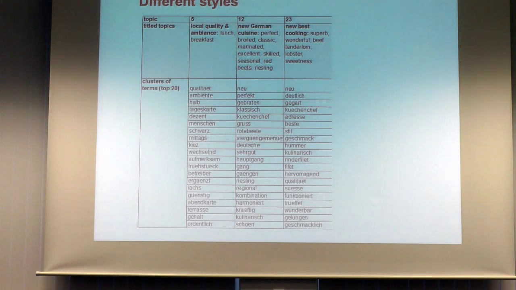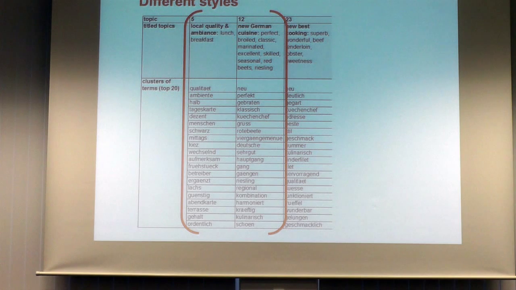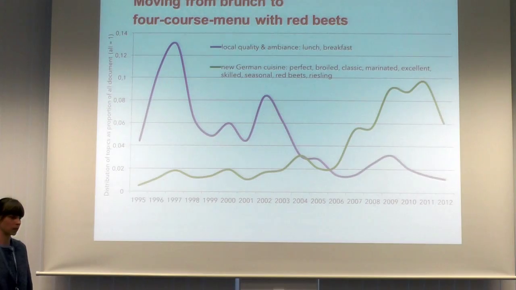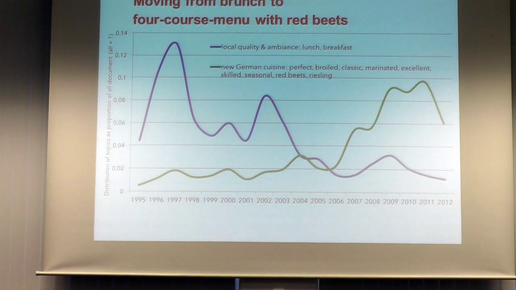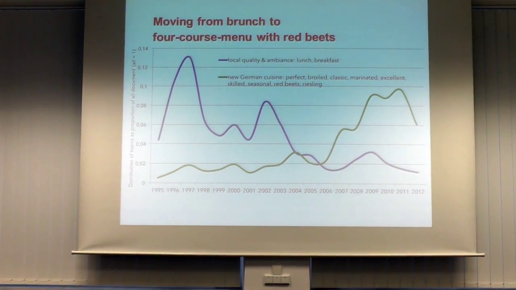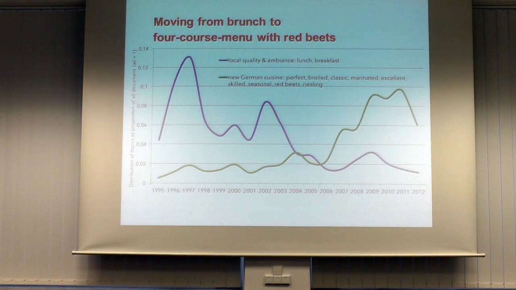And another topic on the new German cuisine, which is perfectly broiled, classic marinated, excellent, red beets and Riesling, combining that into a topic. And those two topics indeed were very interesting, and I think that's one of the findings I'm going to talk about to you today: the move from the brunch culture of the early 90s in Berlin to a new German cuisine, what we can see here.